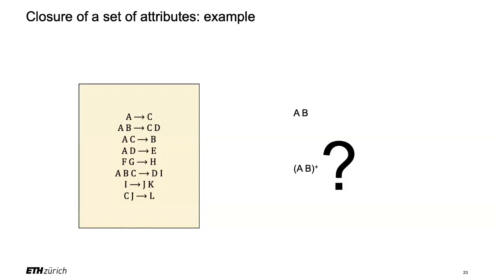So can anybody try to give me, before we go through the comprehensive algorithm, if I know A and B, what else do I know? Can you give me a few attributes, just looking at the dependencies, that I would also know? Anybody wants to try? Yes?